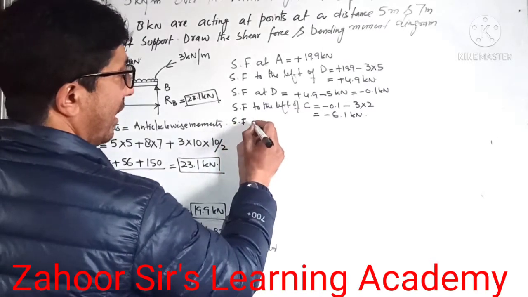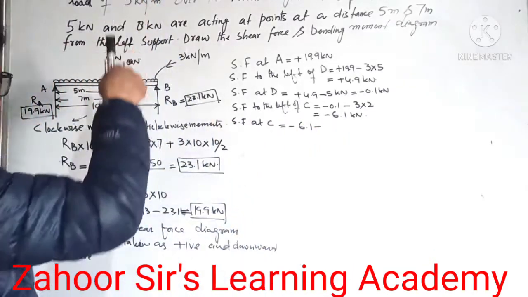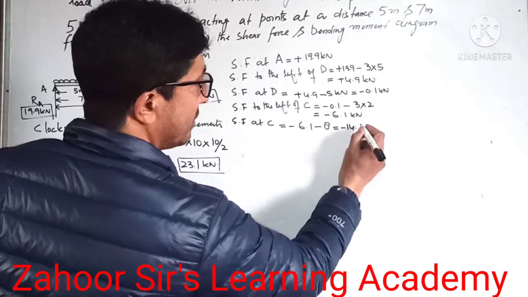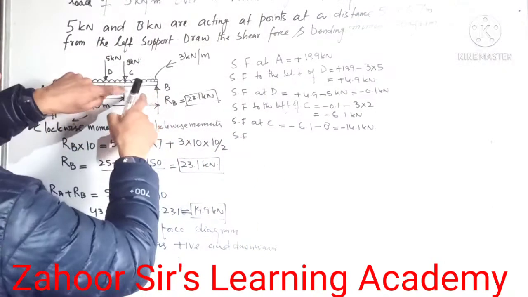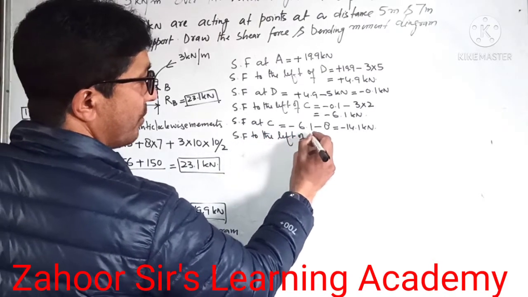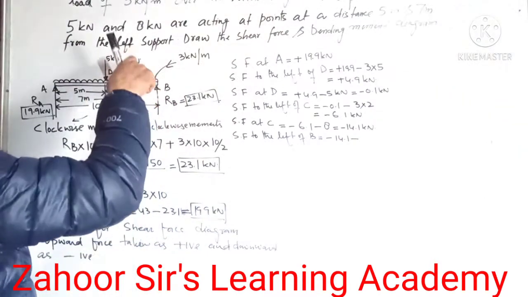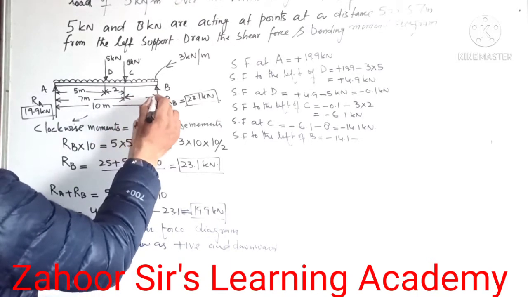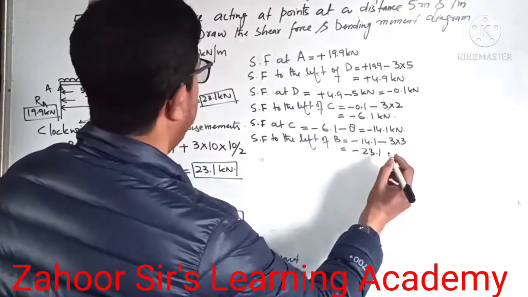Same way, now it was to the left of C, now at C. So SF at C, to the left was already minus 6.1, minus, because it's again acting downwards, 8. So that is minus 14.1 kilonewton. So now again SF to the left of B. What is to the left of B? That is minus 14.1, and again minus, because this is acting downwards. It is on the length of 3 meters from this point to this point. So that means 3 into 3. So that is minus 23.1 kilonewton.